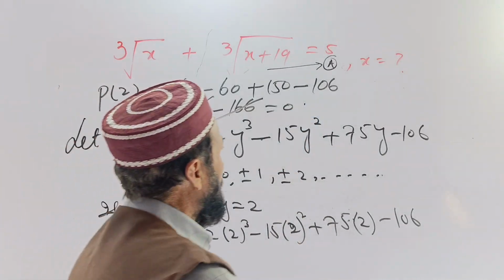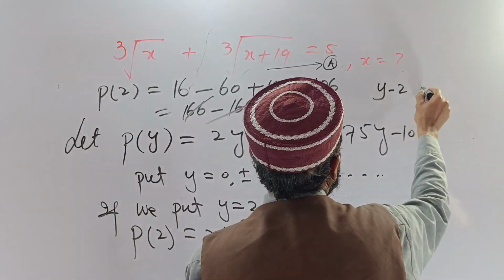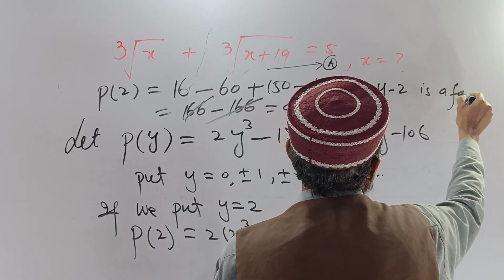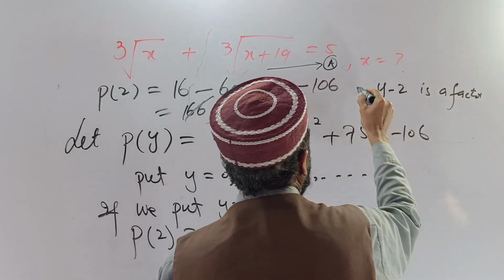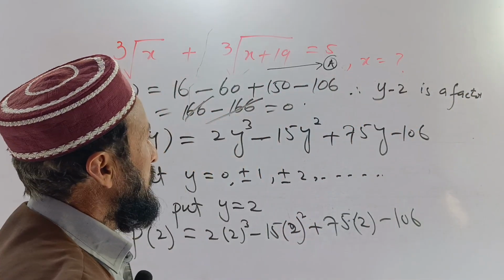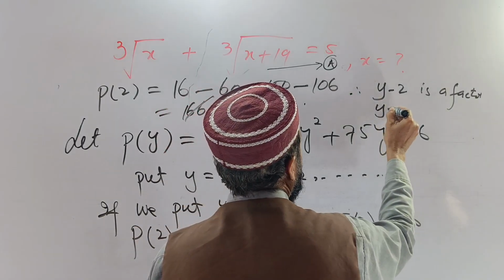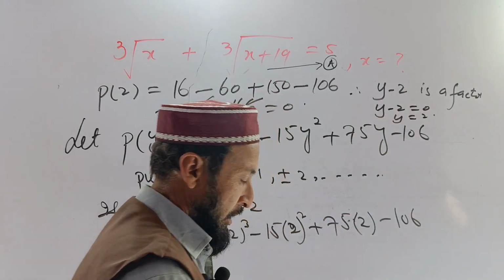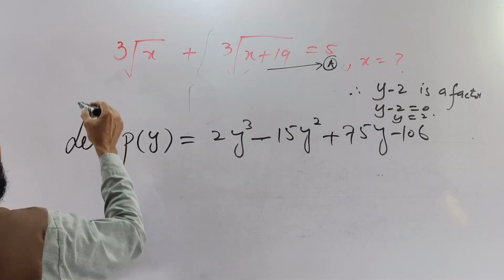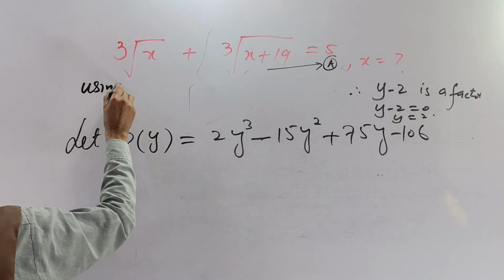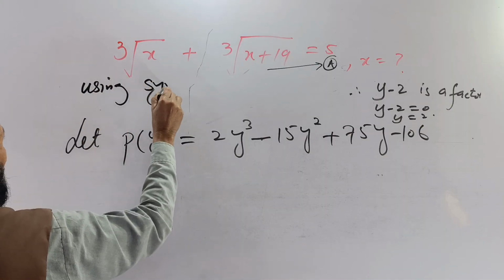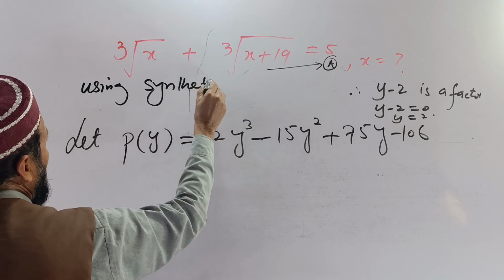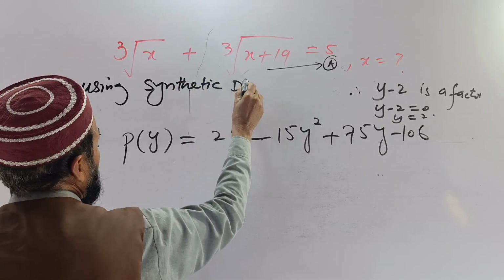Now it means that y minus 2 is a factor of the given polynomial, so the remainder must be equal to 0 at y equal to 2. Now we are using the synthetic division method.